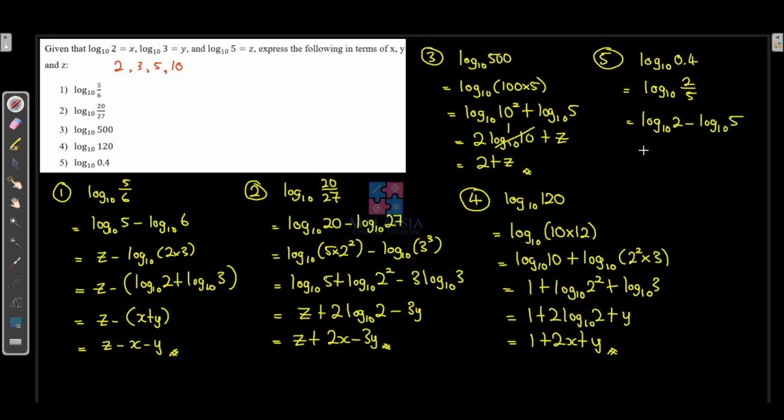of 5. So what is this? Log base 10 of 2 is x. Log base 10 of 5 is going to be z. So the answer is just x minus z. And that's all for question number 4.